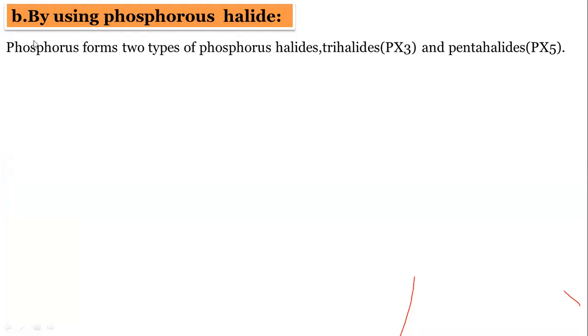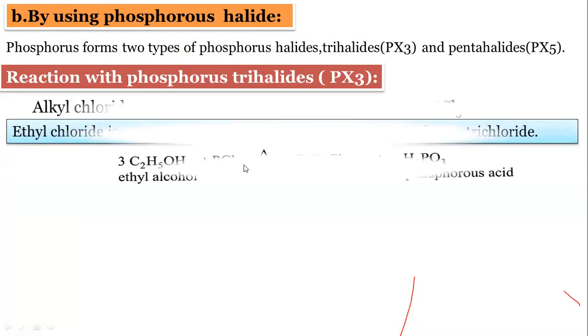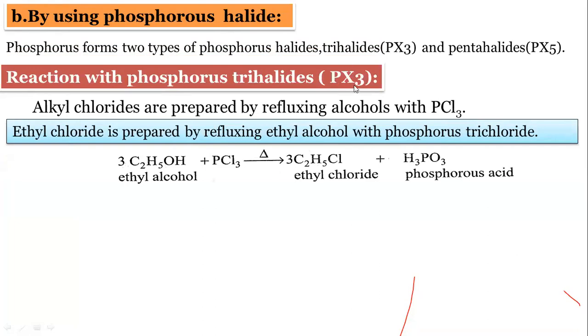Now the next reaction is by using phosphorus halides. There are two phosphorus halides, trihalides and pentahalides. These are stable. First one is reaction with phosphorus trihalide. Trihalides may be PCl3, PBr3, PI3. Alkyl chlorides are prepared by using alcohols with PCl3. Three molecules we have to use here: 3 molecules of ethyl alcohol plus PCl3 gives ethyl chloride plus phosphorus acid.